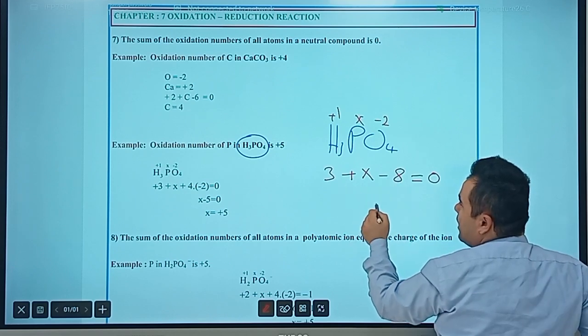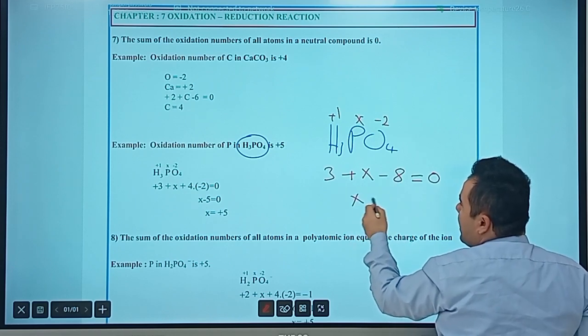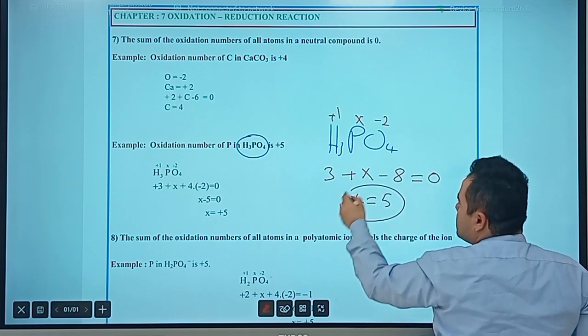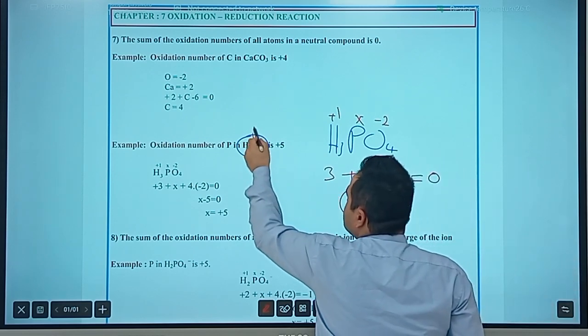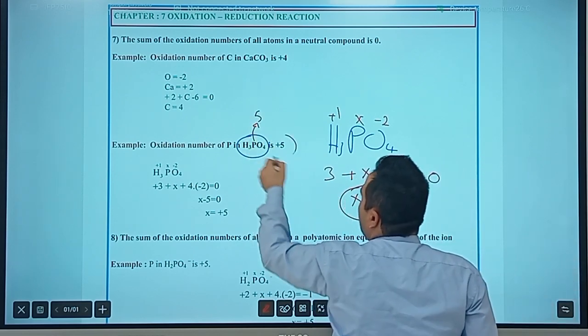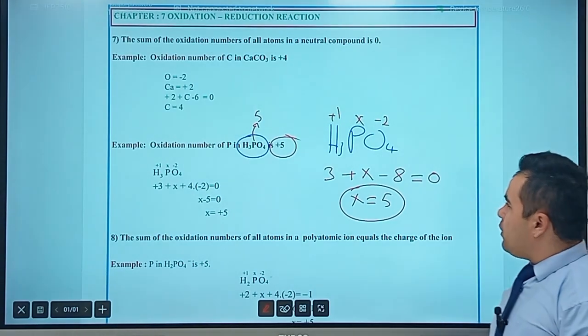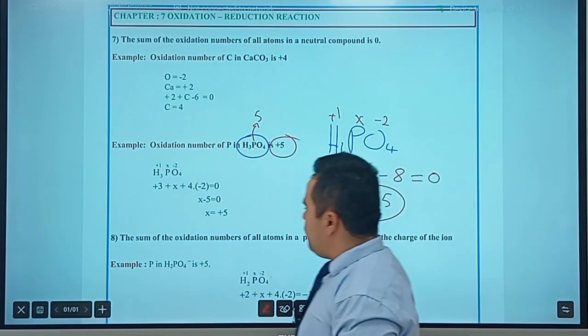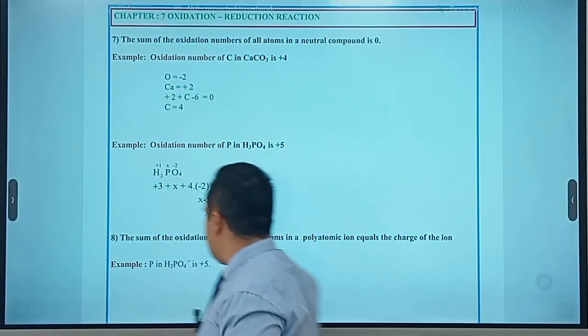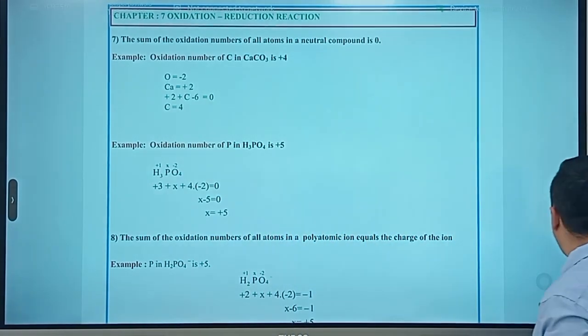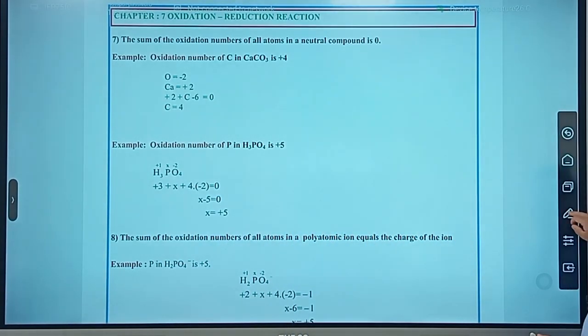-8 plus 3 equals -5. X is equal to 5. So the oxidation number of the phosphorus here is +5. That's how we use the neutral compounds in order to find the oxidation numbers, guys.